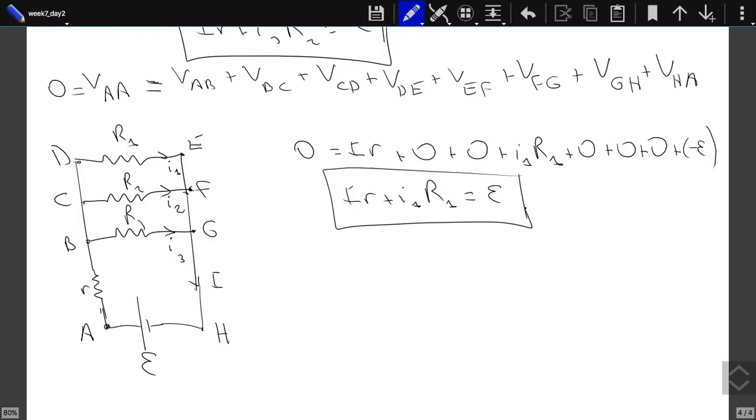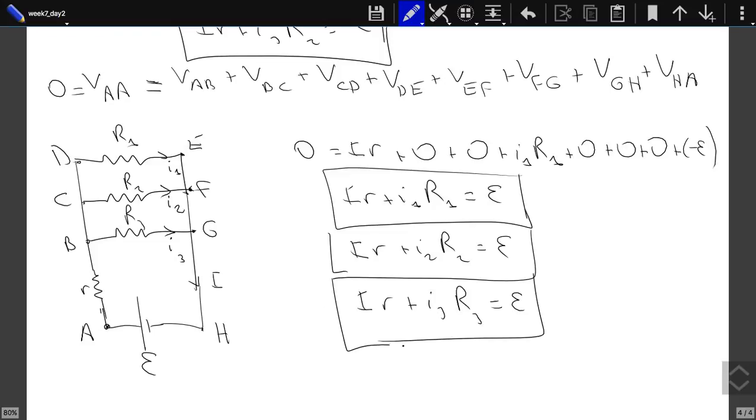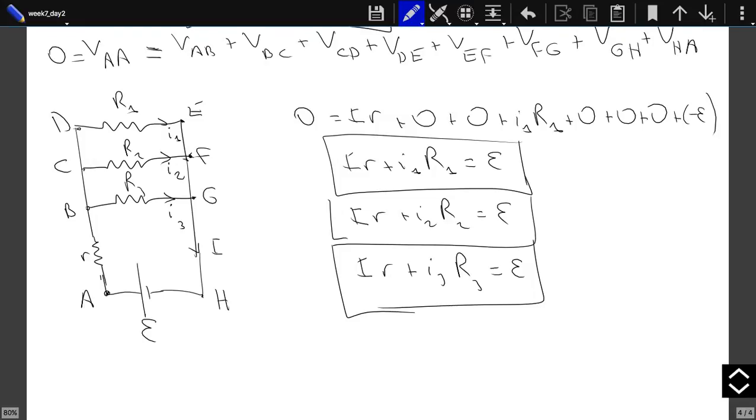And this is our fourth loop. So we have I times R plus I2 times R2, which is equal to epsilon. I times R plus I3 times R3 is equal to epsilon. Now we need one more. Still one more. Well, we don't know I1, we don't know I2, we don't know I3, we don't know I. That's the fourth one. Well, let's see.